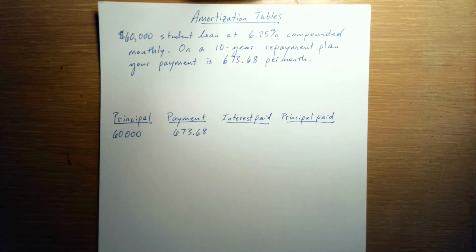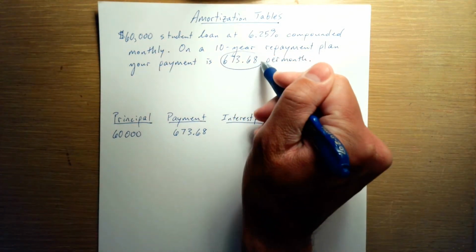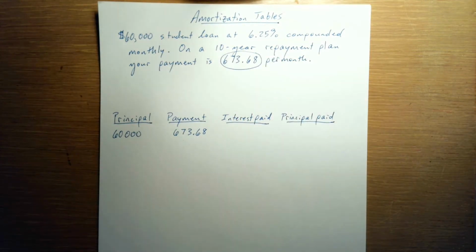So I believe we've seen this particular loan before in the payout annuity video. So this number is 673.68. This is something that you would have to compute using the payout annuity formula, and you just solve for the payment, and that's what you get. So we're assuming that we've already solved for that.